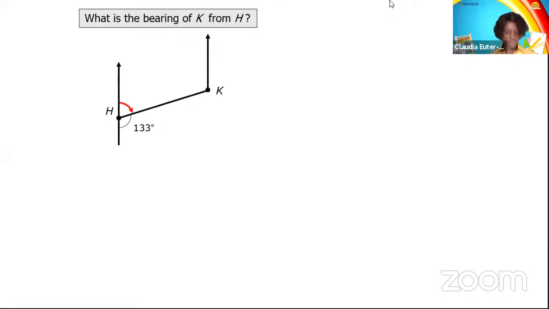So we have a few answers in the chat. Micah is saying that he's going to take 133 degrees from 180 and get 047 degrees. Brianna is not agreeing, and she's saying that we are going to be taking 133 degrees from 360 to get 227 degrees. And Shakira and Donna are agreeing with Micah. And Regina is reminding you that you are starting from H and you're going to K.